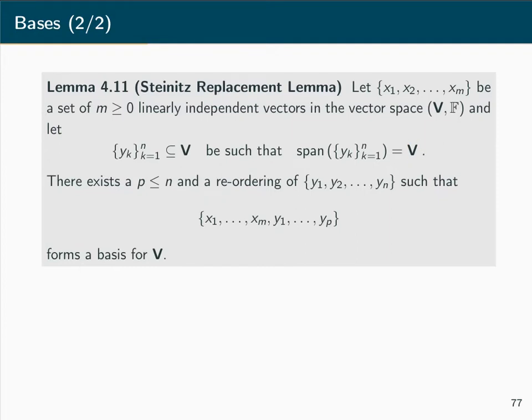The statement of the lemma is that there exists an integer p less than or equal to n and a reordering of the vectors y such that the combined set, so all of the vectors x1 to xm and a selection of the vectors y, so y1 to yp, forms a basis for the vector space V. Now let's prove the Steinitz replacement lemma.